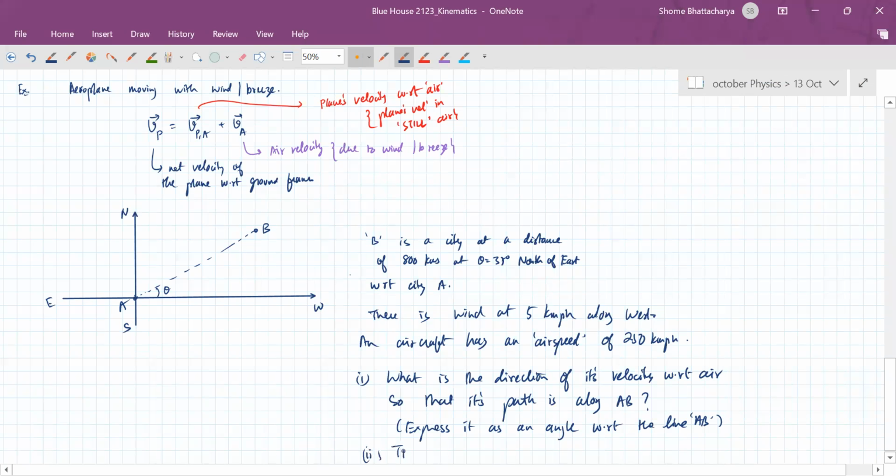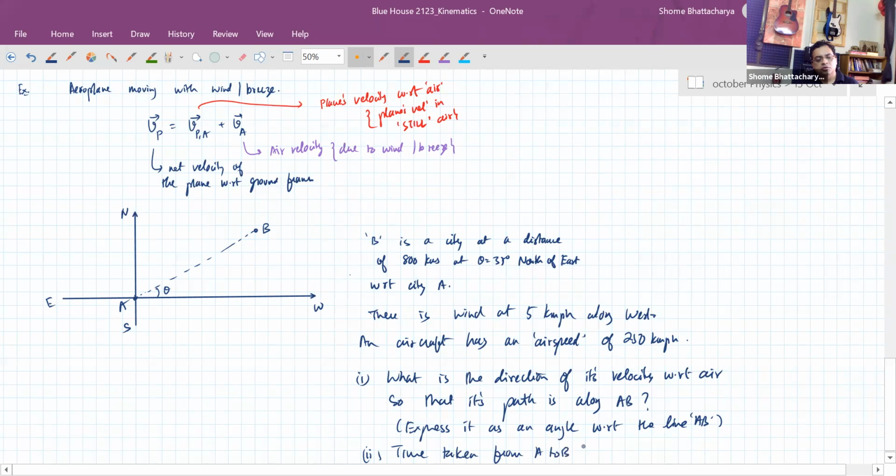Second, the time taken from A to B. Now, this is a hypothetical question because you're just assuming the aircraft goes at constant speed from A to B, whereas in reality it doesn't happen that way. And also in reality, in a journey like this, the airspeed and the wind velocity will change in between. It can't remain constant. So there are two huge simplifications of a real life situation here. But this is just for your application of relative motion concepts.